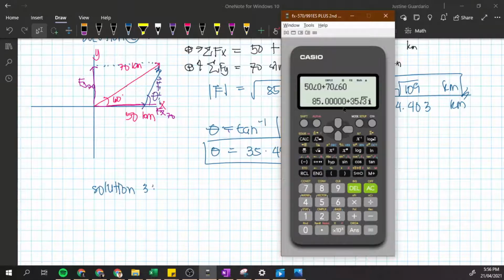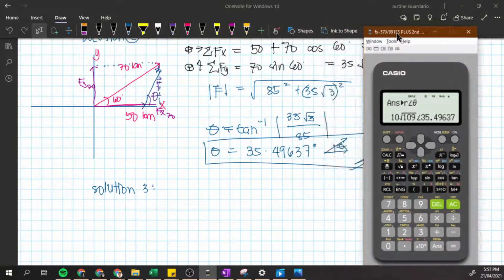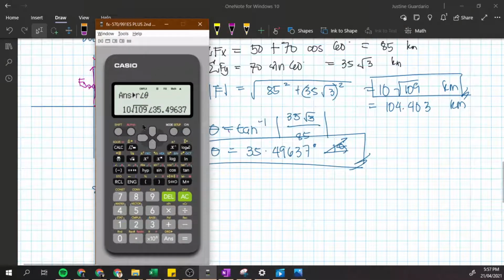So, mapapansin mo, it's in A plus Bi form. So, hindi ito yung gusto nating sagot. But, we can transform this into a vector form. So, we just click shift, tas vector. Ito yung vector sa ating calcu. Okay? Oops. Shift complex pala. Shift complex. Tapos, pindutin natin yung number 3, yung may r angle theta. So, we have this one. Tapos, magta-transform na siya in a rectangular component form. That is 10 square root of 109, angle 35.49637.